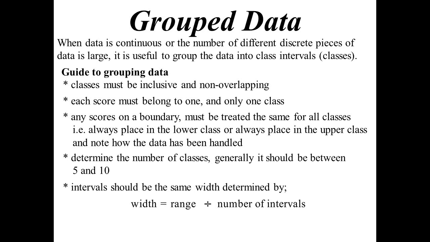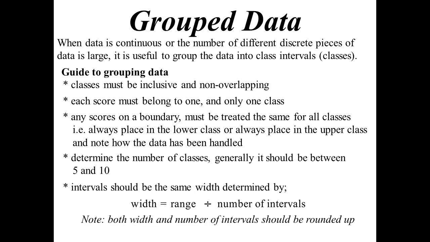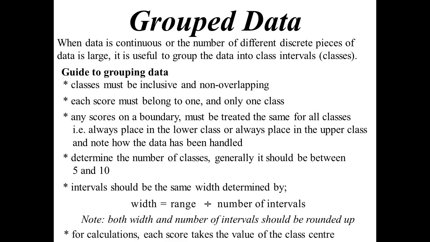Now, your intervals need to be the same width. And so you can work that out by simply going, well, the width of my class will be whatever the range is divided by however many intervals I've decided to use. Now, both your width and the number of intervals should be rounded up when you're doing this calculation. Now, for calculations, you assume each score will take the value of whatever the center of the class is for working out your mean, median, mode, etc.